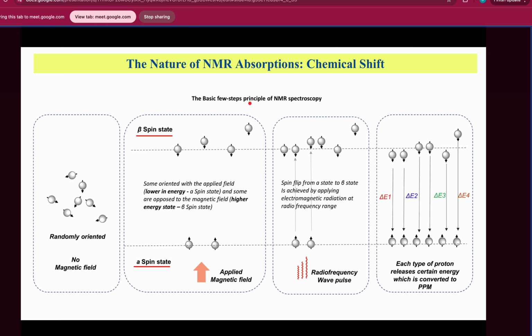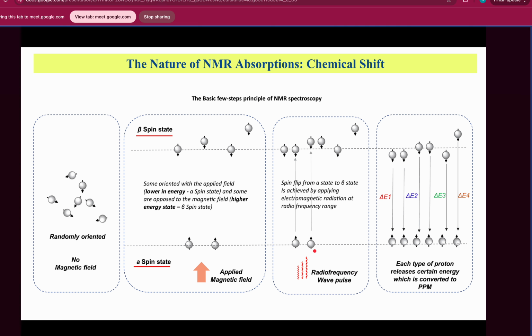So these are the basic steps in NMR spectroscopy. Firstly, as we know, whenever no external magnetic field is applied, the nuclei are randomly oriented. But as soon as we apply the magnetic field, they take either a parallel or anti-parallel orientation, on the basis of which two states are generated. The first is the low energy state and the next is the high energy state, which is the beta spin state. Now, to change the spin of a particular proton, we need to provide some external energy, which in this case is provided by radio frequency wave pulses.